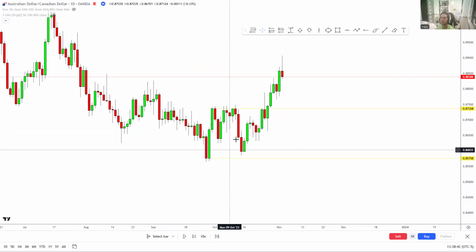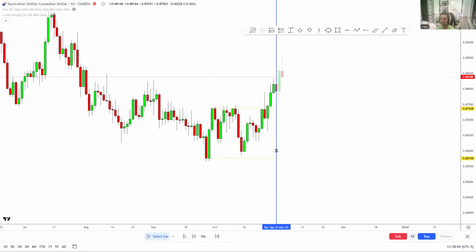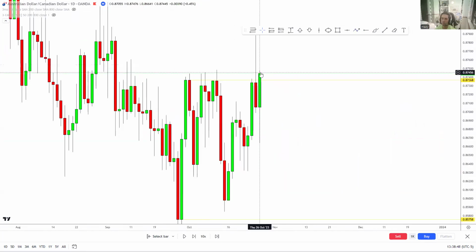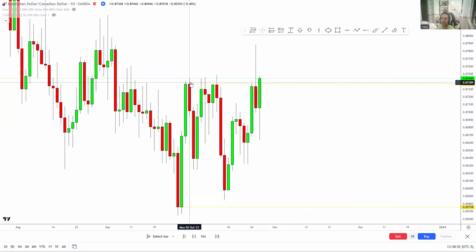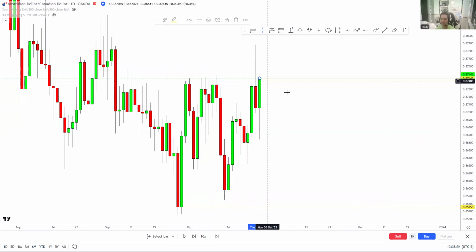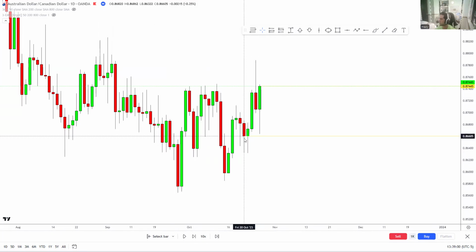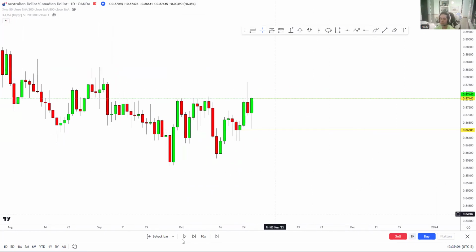Now what happened? So we broke above this yellow line. So now this is the higher high. Consider this higher high, and which would be the higher low? The higher low would be this one right here. Okay, now let's continue.